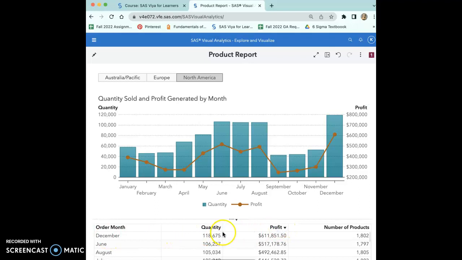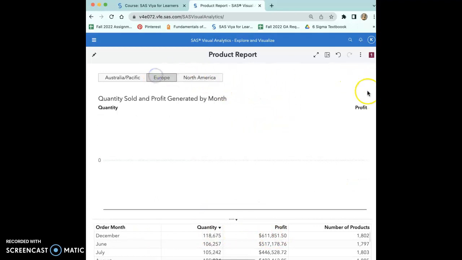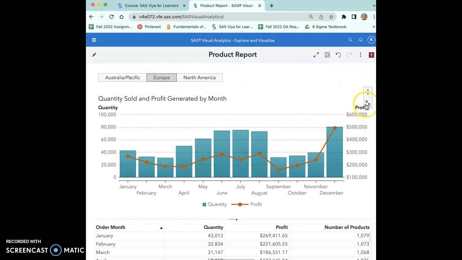in December is when the United States had the most profit, and then August had the most products, the most number of products sold. The quantity is also December with the most profit for the United States. And then here's also Europe.